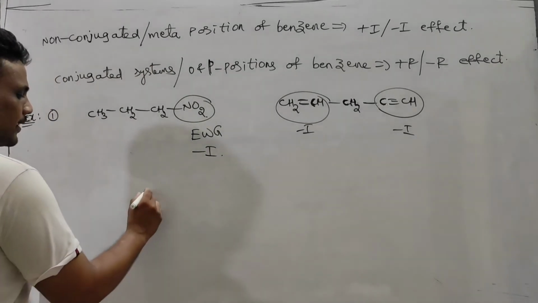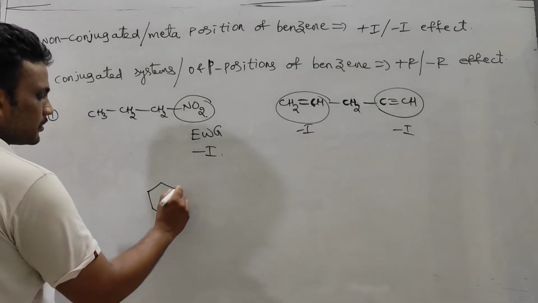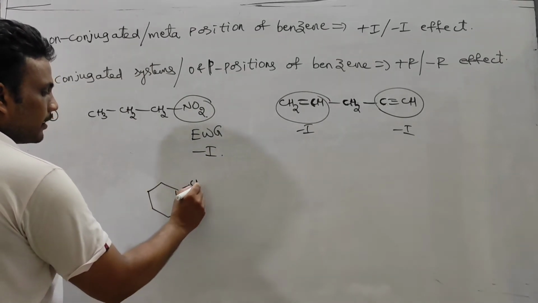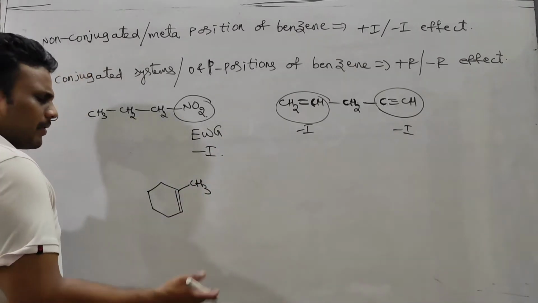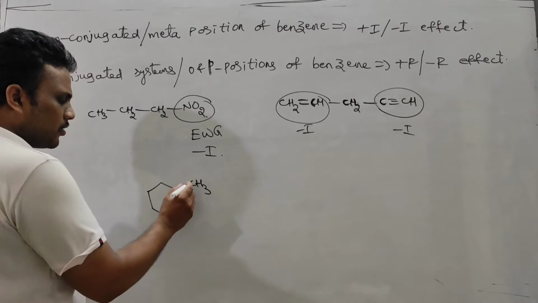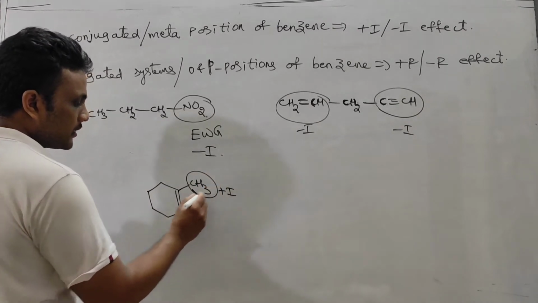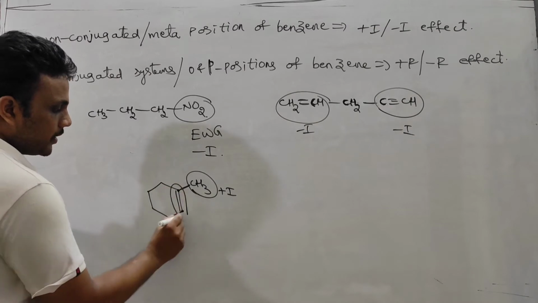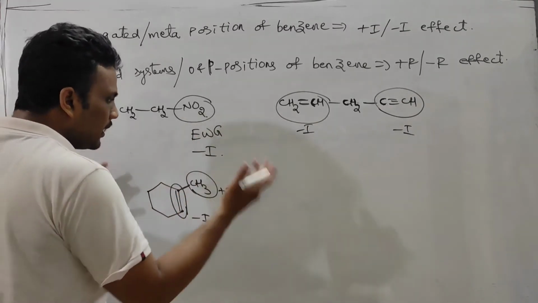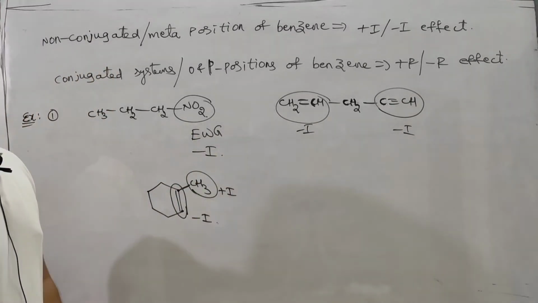Like this, you can easily understand the examples you are given. What is the nature of this methyl group? Now alkyl groups are always, no doubt, plus I groups. It shows plus I effect, but here it is attached to an sp2 carbon, so this group shows minus I effect, because all these are non-conjugated systems.